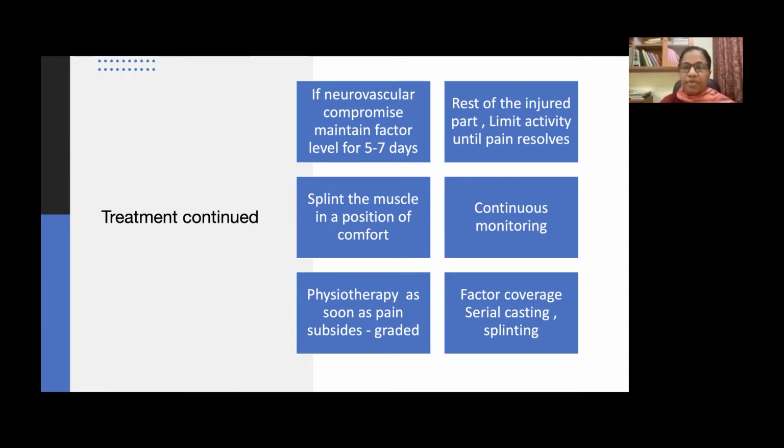And for the involved part, the regime to be followed is POLICE, that is optimal loading, protection, rest, ice, compression, and elevation of the part. For compression and rest, splint the muscle in a position of comfort, and continuous monitoring is important. You have to start optimal loading, that is physiotherapy, as soon as pain subsides. It should be a graded physiotherapy, and factor coverage along with serial casting and splinting depending upon the clinical condition of the patient.